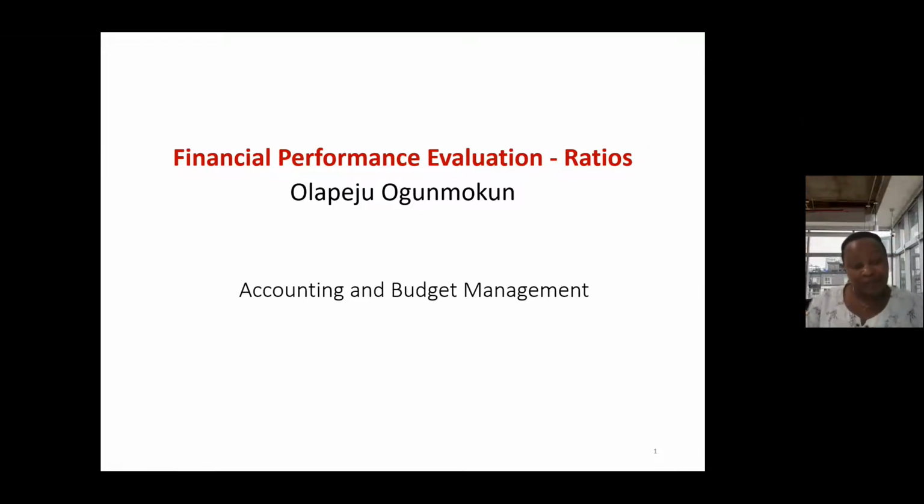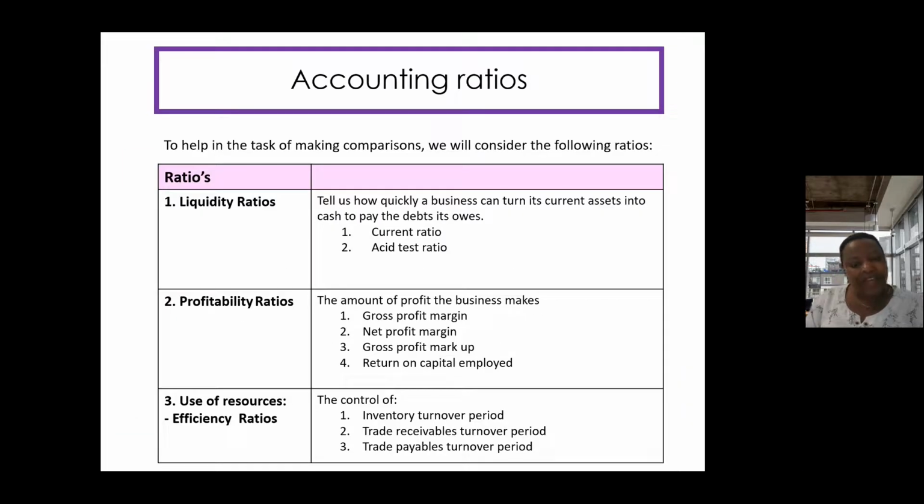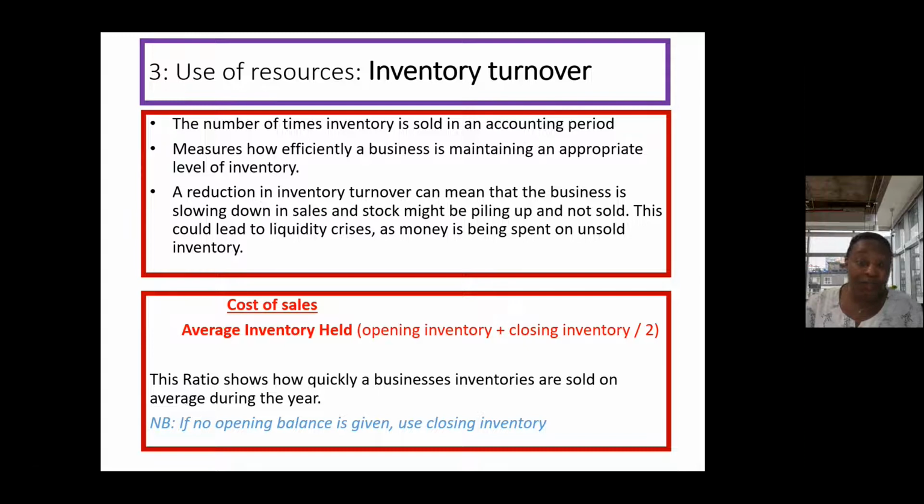We're continuing in our discussion on financial performance evaluations, particularly ratio analysis. In the past videos, we have looked at liquidity ratios as well as profitability ratios. Today, we are going to be looking at efficiency ratios, how we're efficiently using resources within the entity, within the business organization. So we're looking at inventory turnover period, trade receivable turnover period, as well as trade payables turnover period. Okay, so let's get started. So we're looking at how we efficiently use resources.